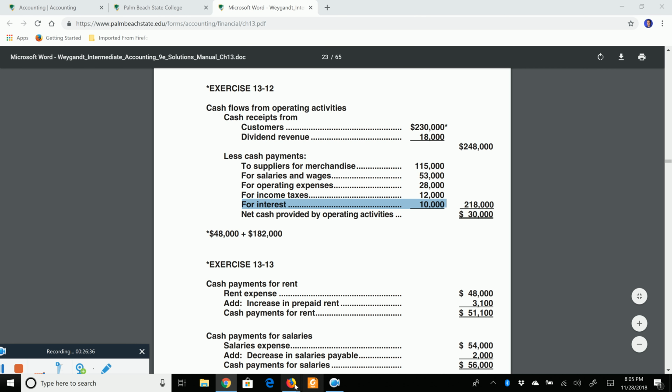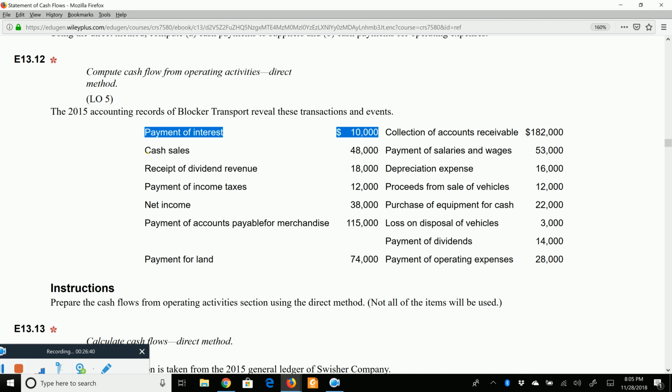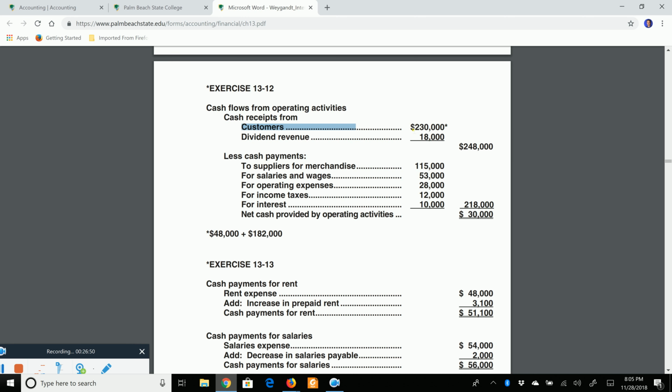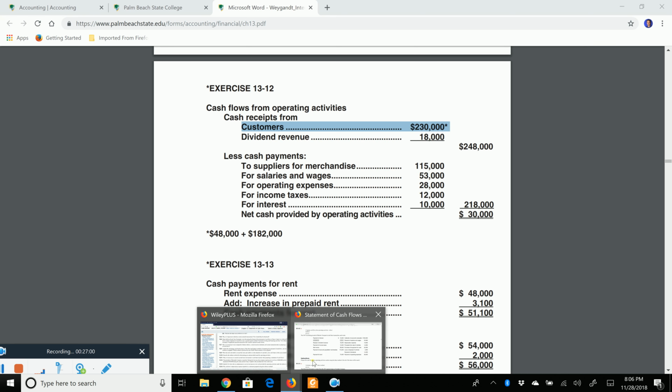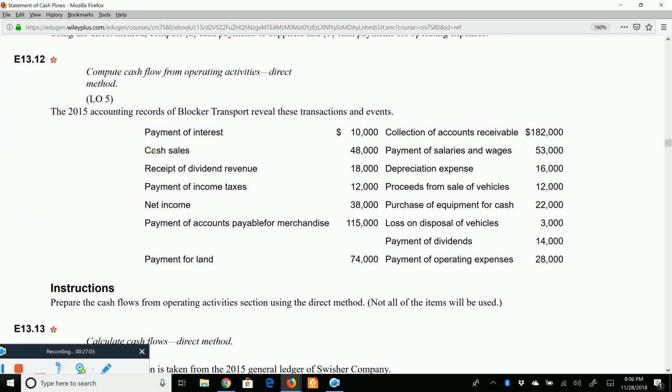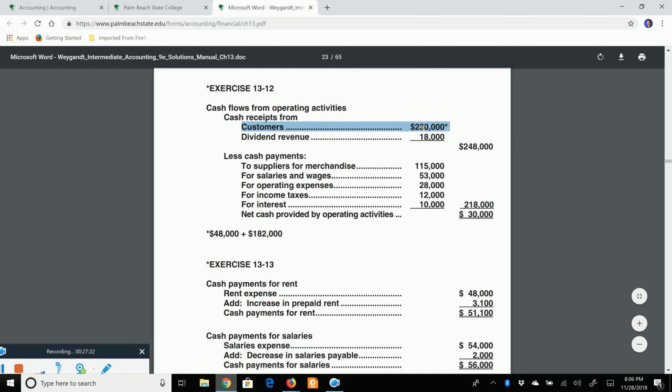Okay, next on our list. Cash sales. Does that sound like an operating item? You betcha. $48,000. Now, here, what does it say? Cash from customers. Does this say $48,000? No, it says $230,000. So where's the other $182,000 coming from? Well, we should have read a little bit more. Not only did we have cash sales for the current year, look at what else we had. We collected upon accounts receivable. When we collect on our receivables, that's also cash from customers. So if you add the 182 and the 48, that's where you get your $230,000 cash receipts from customers.